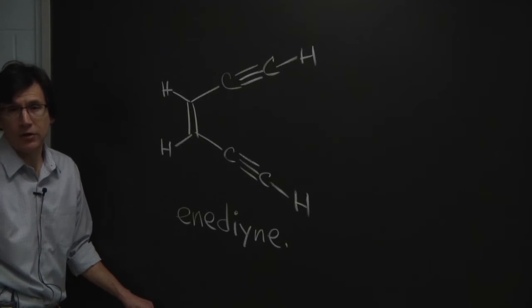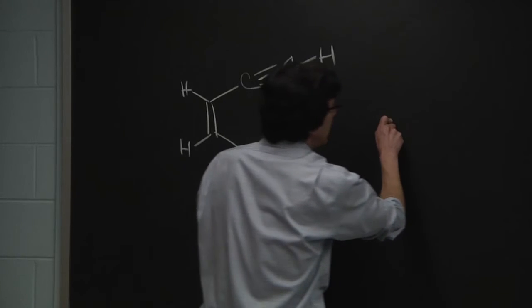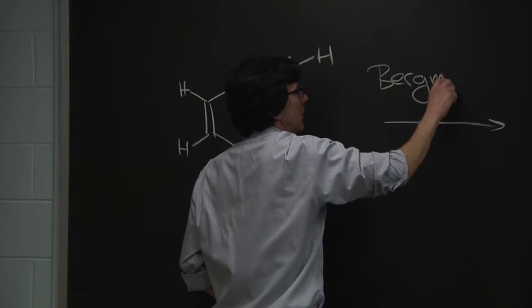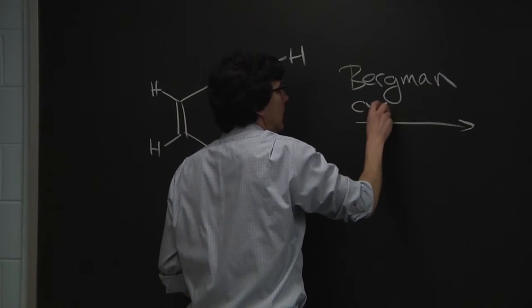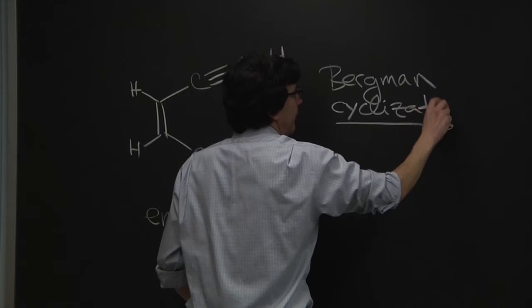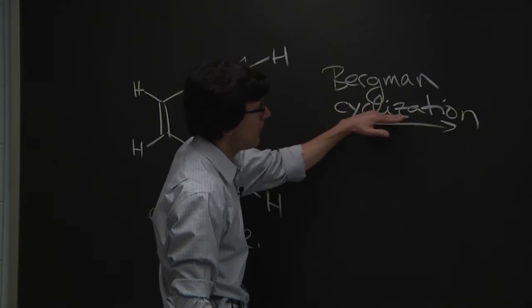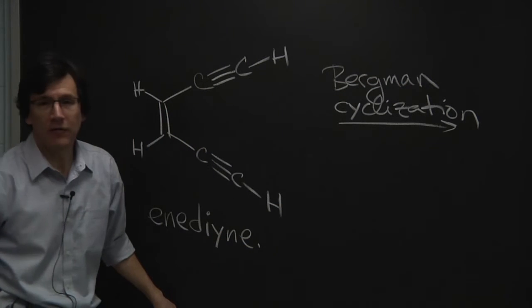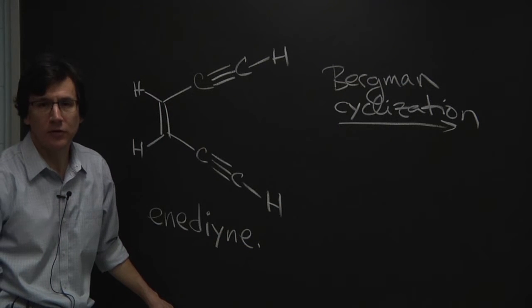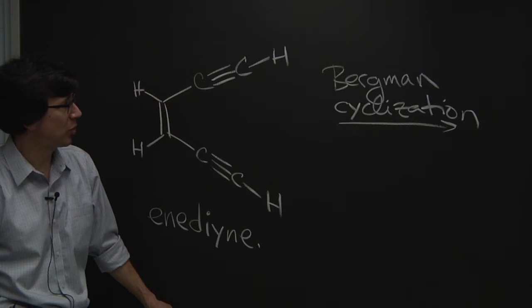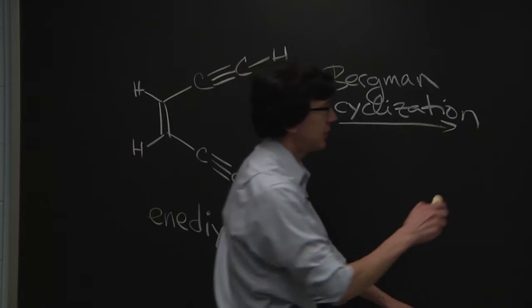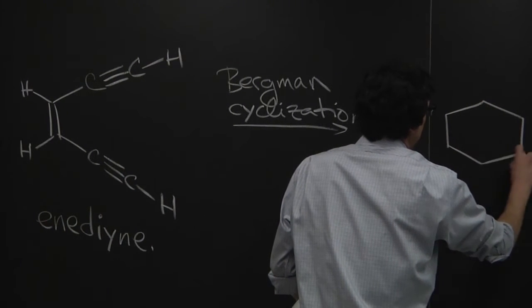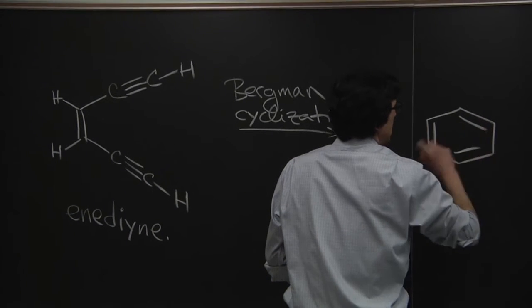Enediynes undergo a remarkable reaction. This is called the Bergman cyclization. From the name of this reaction, it's going to make a ring. And then this is the name of the person who discovered this, Robert Bergman, who's currently a professor at the University of California, Berkeley. Here is the product of a Bergman cyclization. There is a benzene ring type of structure.